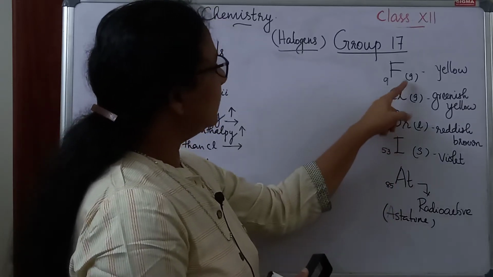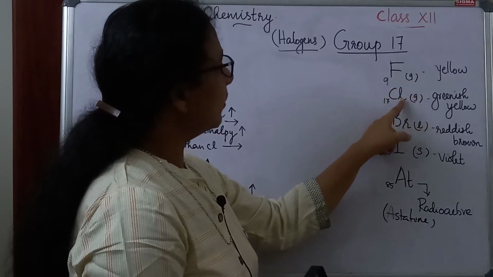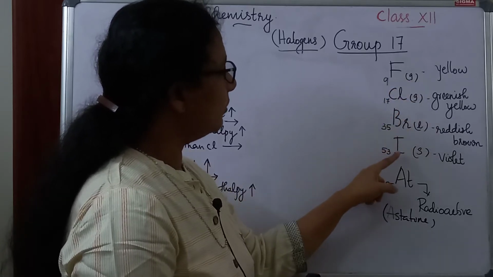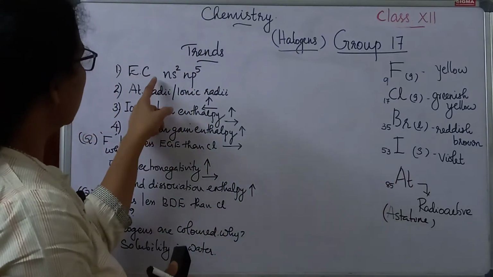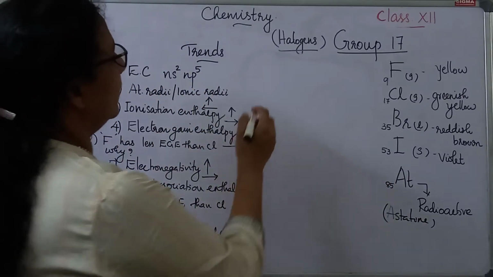Then coming to the state, fluorine and chlorine are gases, bromine is a liquid and iodine is a solid. Now let us see some trends. First one is electronic configuration.